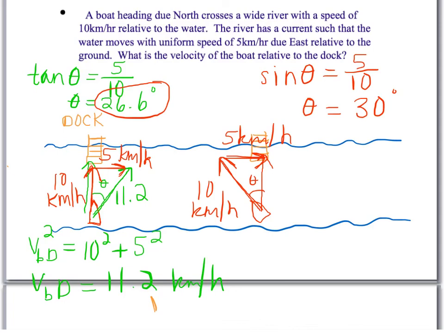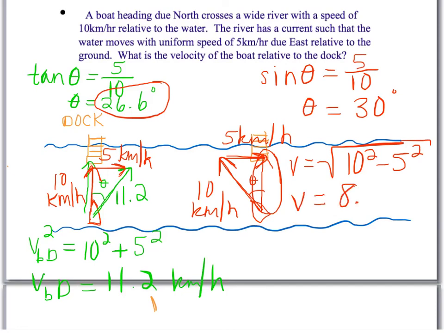We could also find how fast you would actually end up moving across the river to move directly north, again by setting up a Pythagorean theorem where the velocity of the boat would be found by taking the square root of 10 squared minus 5 squared. And you'd find in this case that that velocity would end up being about 8.66 kilometers per hour. So hopefully this helps you get a feel for relative velocity, what it means, and some sample problems that you might see related to it.